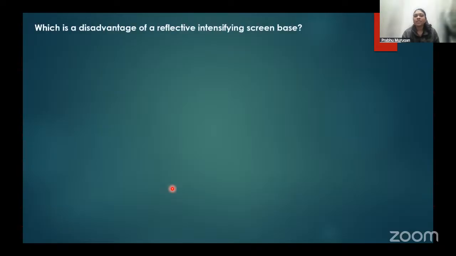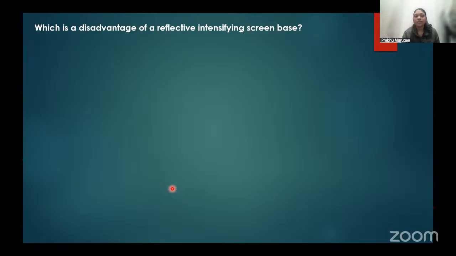Okay. So which is the disadvantage of a reflective intensifying screen base? And one more thing, when I say reflective property, not all intensifying screens have a reflective property. Sometimes they are available with a non-reflective layer. A material called titanium oxide is used to coat the phosphor layer to make it reflective.